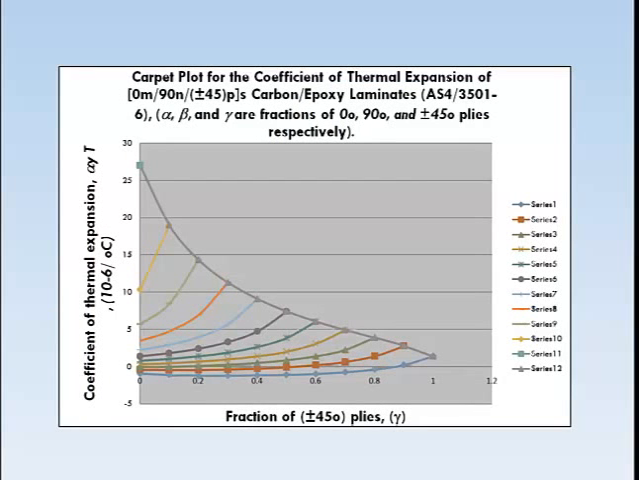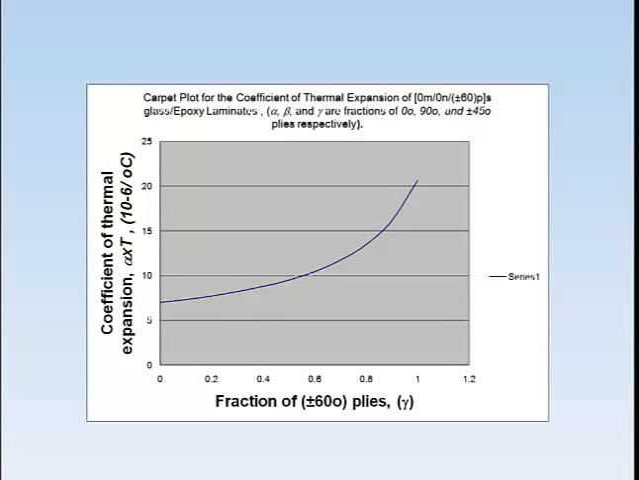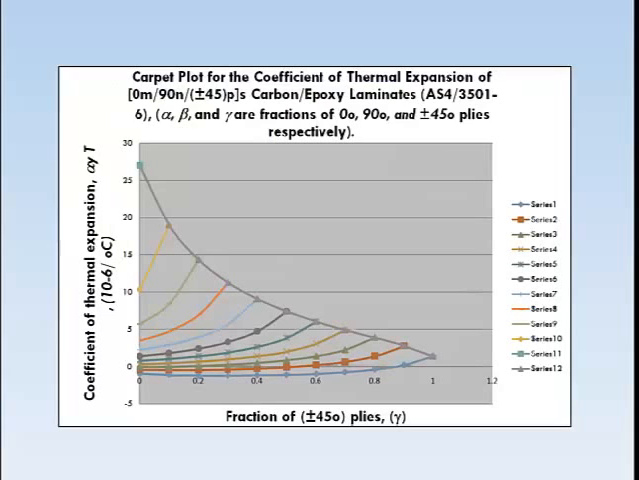These graphs are carpet plots for the coefficient of thermal expansion of 0m plus or minus 60 degree for glass epoxy. Here in the x-axis we are taking the fraction of plus or minus 60 degree plies, and in the y-axis the coefficient of thermal expansion. The values are taken in the x-axis as the gamma values, and the curves represent the change of the coefficient of thermal expansion from point to point.